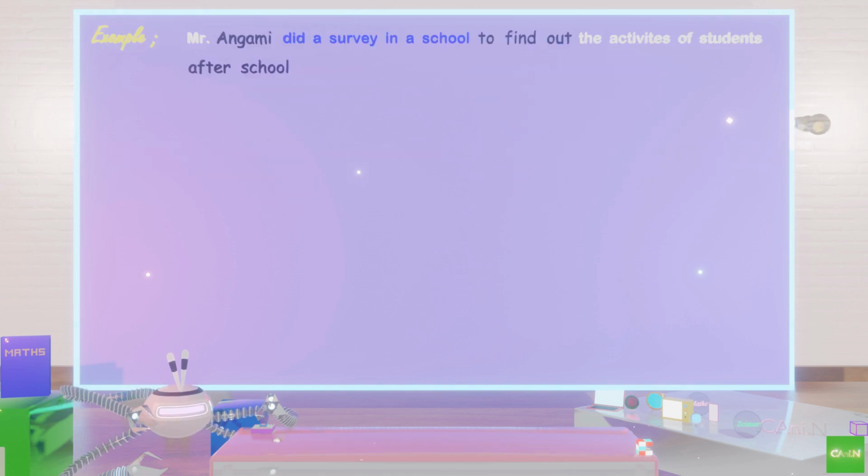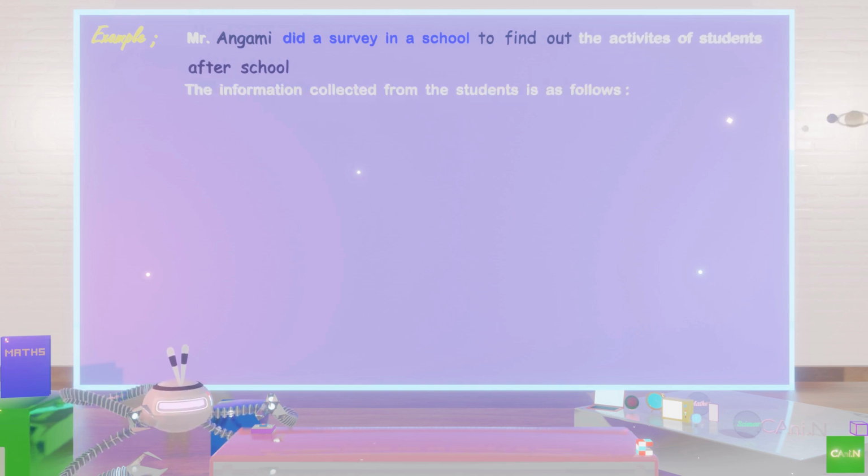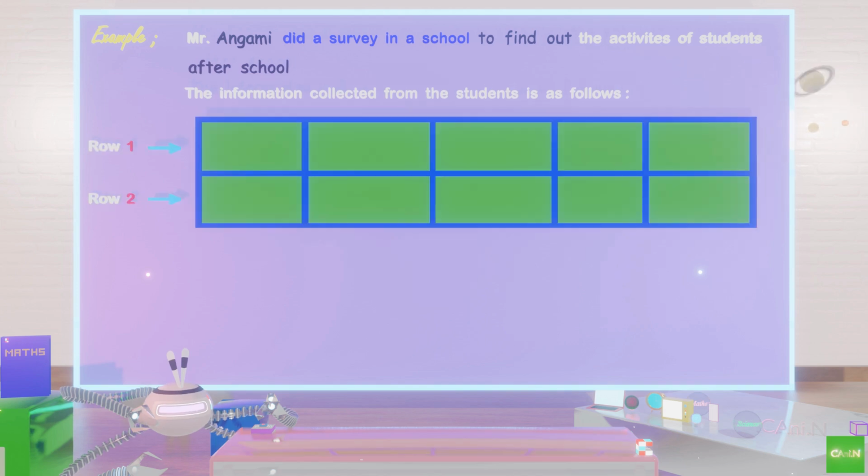Example, Mr. Angami did a survey in a school to find out the activities of students after school. The information collected from the students is as follows. Consider a table of 2 rows. Row 1 includes activities of students. Row 2 includes number of students.